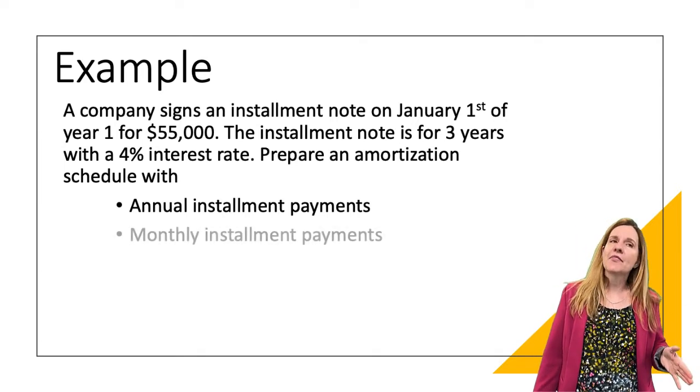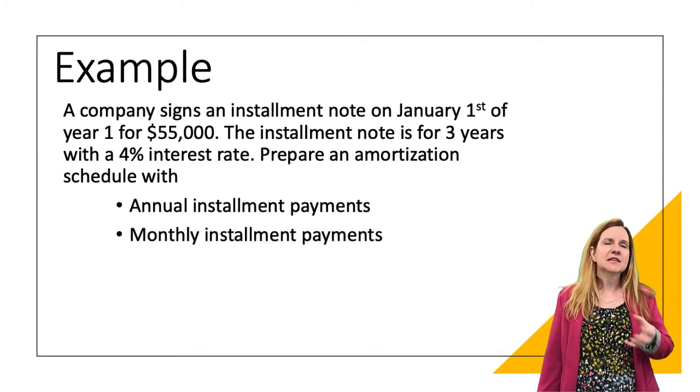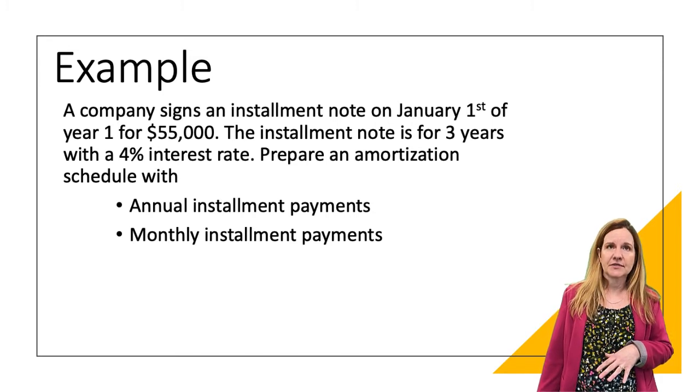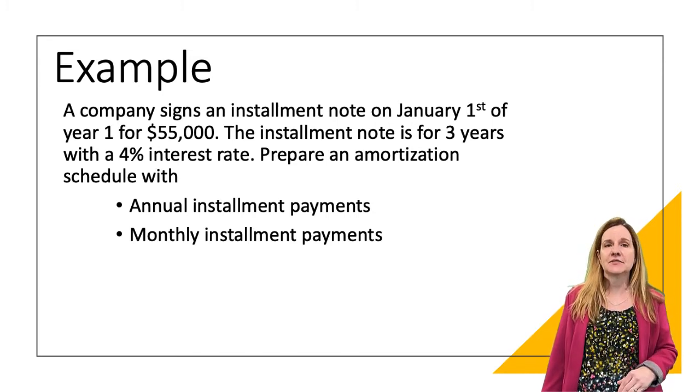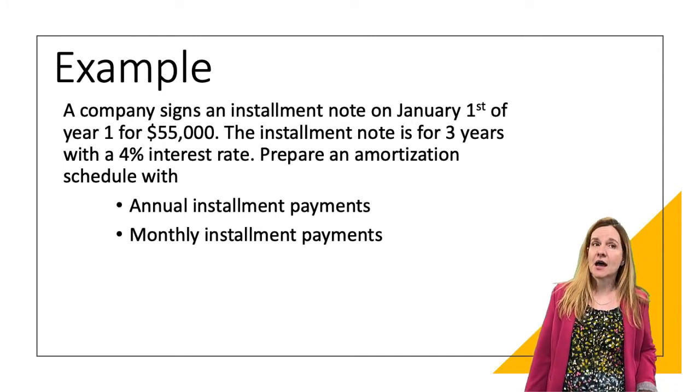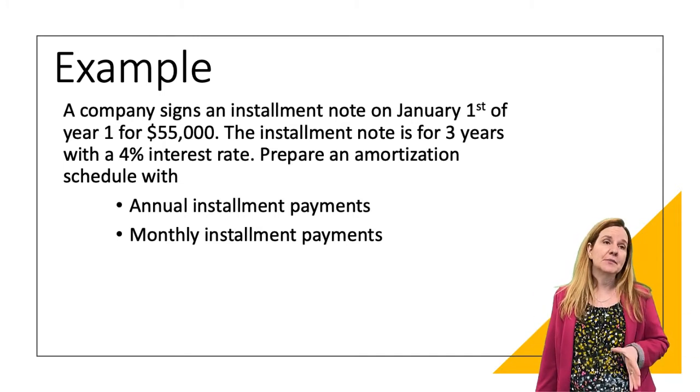And then we're going to do it monthly. When it's monthly, we have to take the 4% and divide it by the 12 months in the year. And we have to take the 3 years and multiply it by 12 to get it in months. So we're going to do that using Excel, and we're going to prepare an amortization schedule.